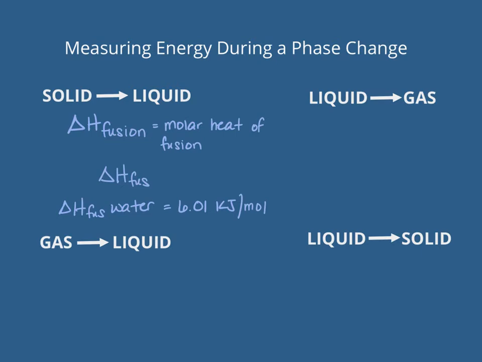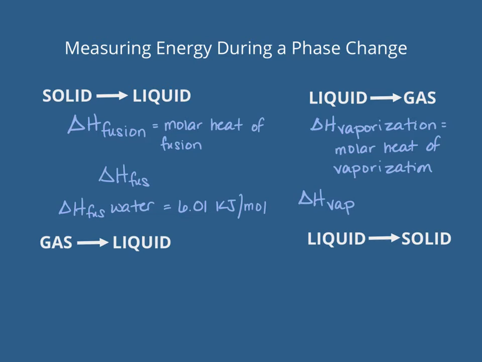Now let's take a look at going from liquid to gas. The heat required to vaporize, or to go from liquid to gas, for 1 mole of a substance is our delta H of vaporization, or our delta H vap. So for example, our delta H vap of water is 40.7 kilojoules per mole, meaning that 40.7 kilojoules is required to vaporize 1 mole of water, or to take 1 mole of water from a liquid state to a gas state. This is also another good value to have in your notes, as we will use this quite frequently.